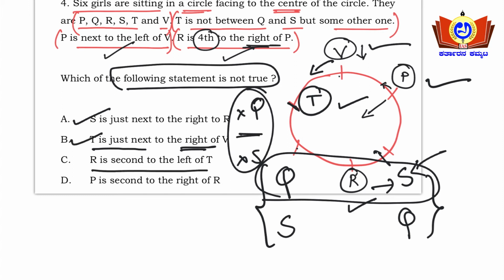R is second to the left of T. So T will be facing inside, meaning left here. So P is here. Okay, so this condition holds. This condition is wrong here.